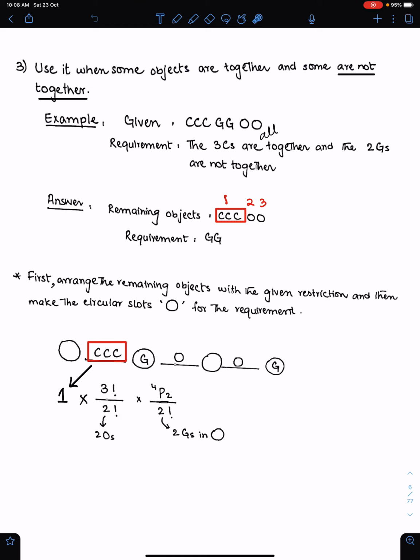So in this question, the most important thing is this: the objects which are not together must be counted as the requirement.